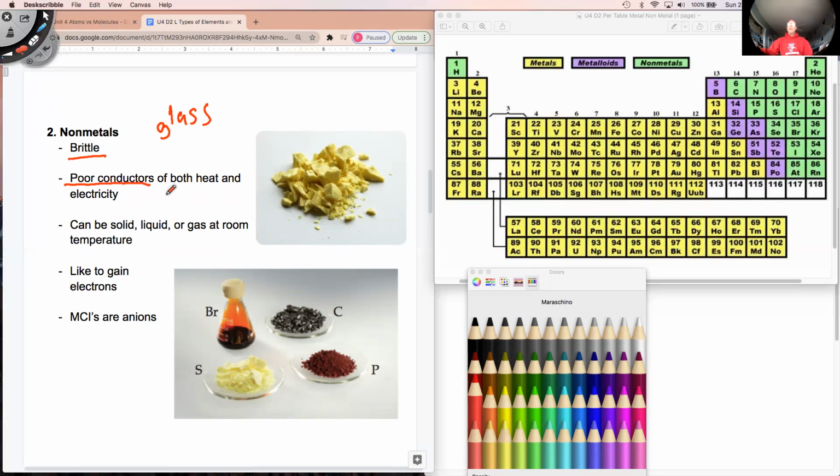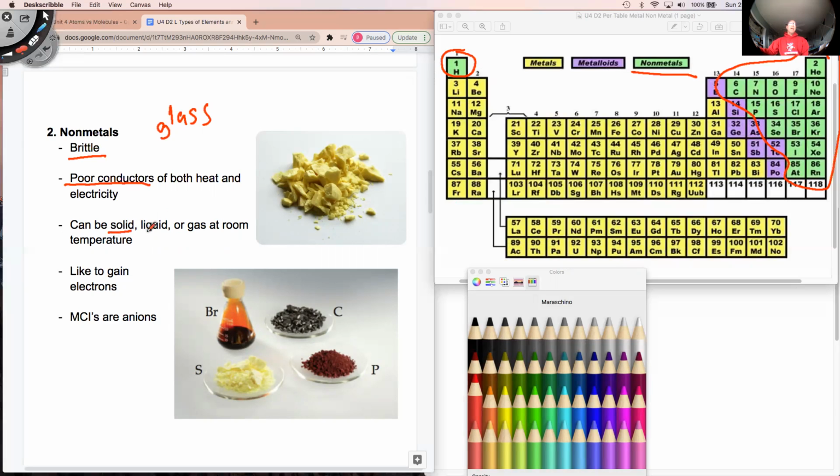That's why you don't like making your house out of metal, because the heat will go straight through. You'll put nonmetals up in your attic, and those nonmetals are going to help insulate or not allow heat to go through. You can see the nonmetals right over here. The nonmetals are all in green. You see the green right here? So the green, those are all the nonmetals. Hydrogen is a nonmetal as well.